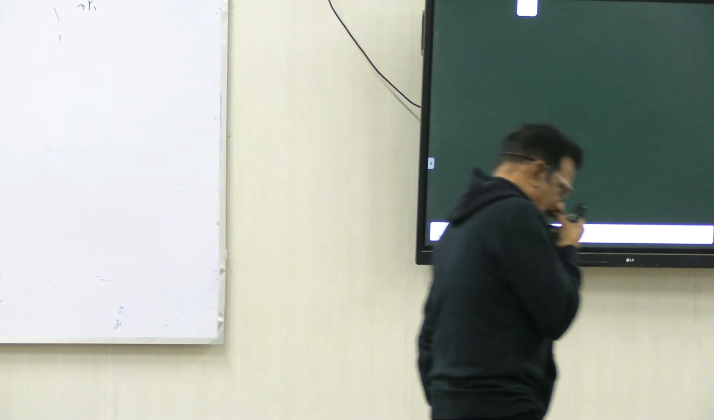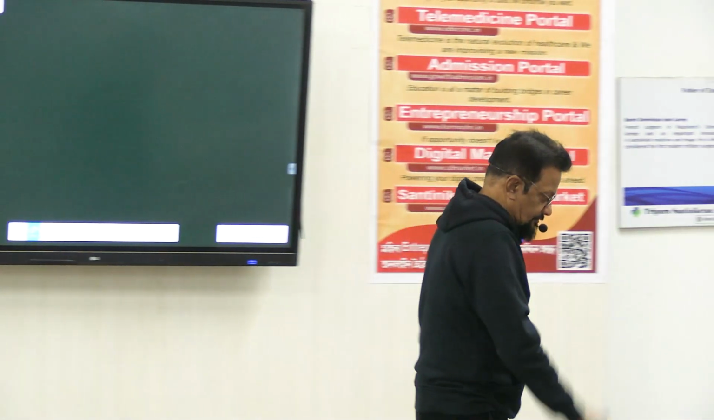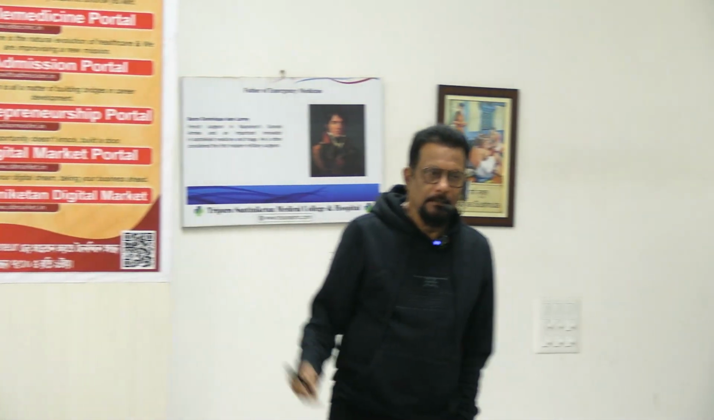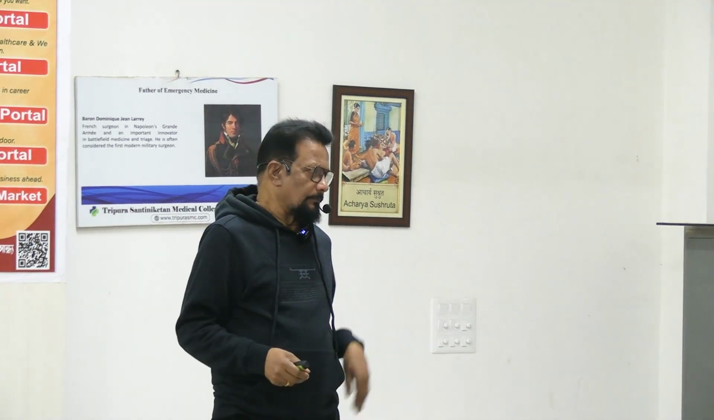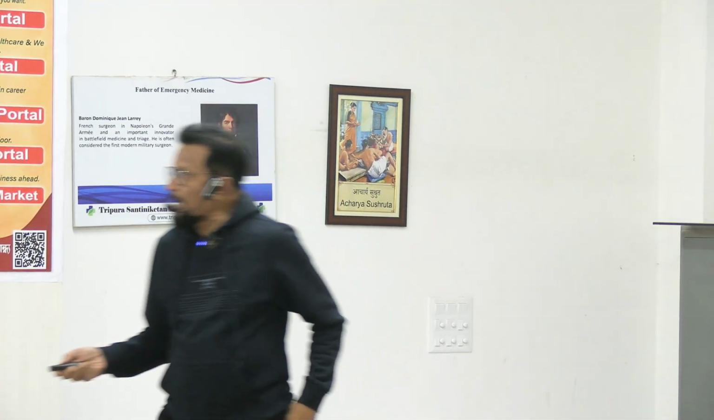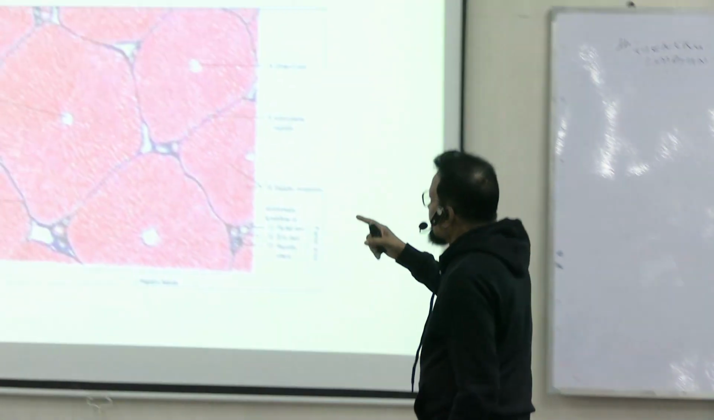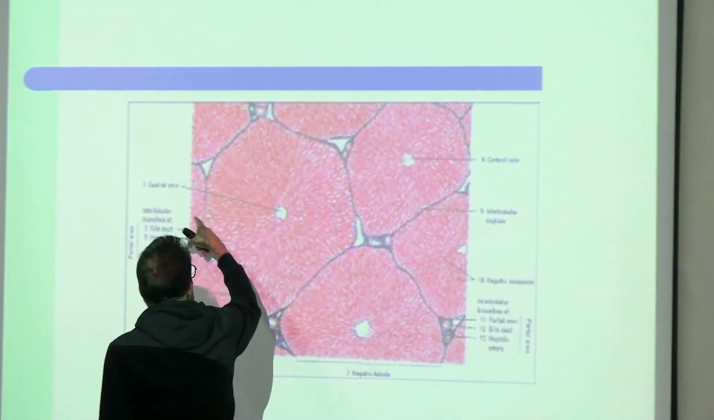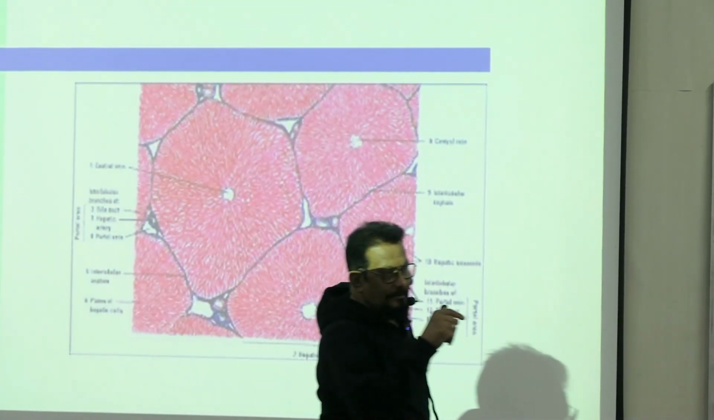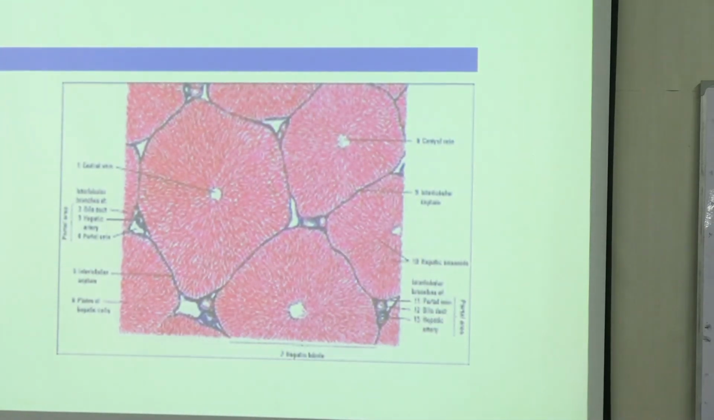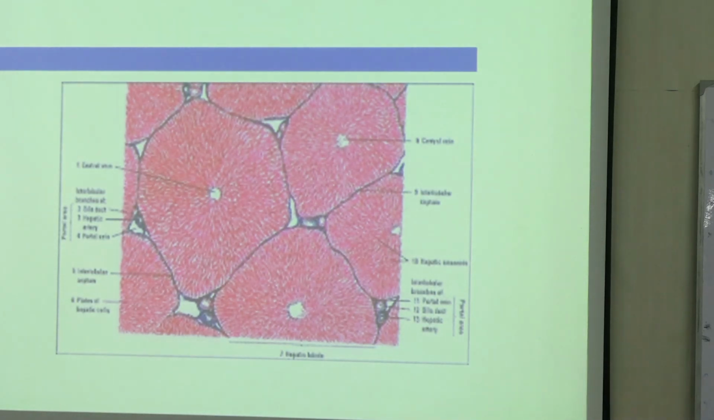Microscopically, if we take sections of the liver and study them under the microscope, we will find each lobe is made up of thousands of hepatic lobules. See how they look. These are the hepatic lobules, hexagonal in shape. At the center, there is a cavity. This is the central vein.